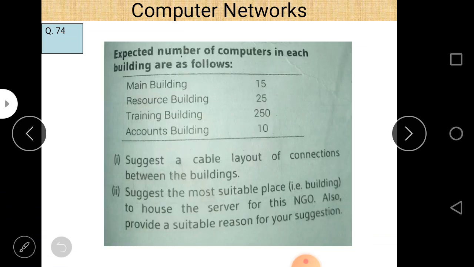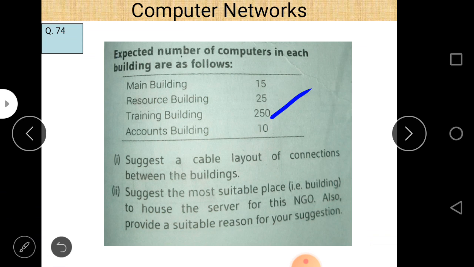The next part given in this question is the expected number of computers in each building. In main building 15 computers, resource building 25 computers, training building 250 computers, and accounts building 10 computers. So we can easily see that in the training building there are 250 computers.